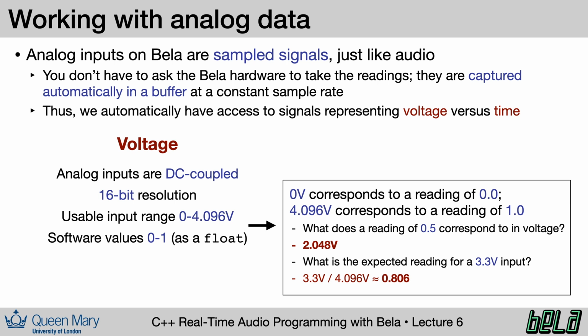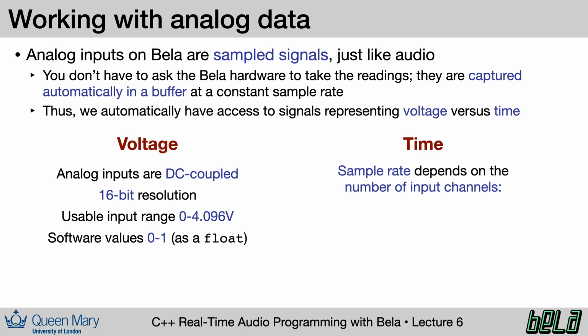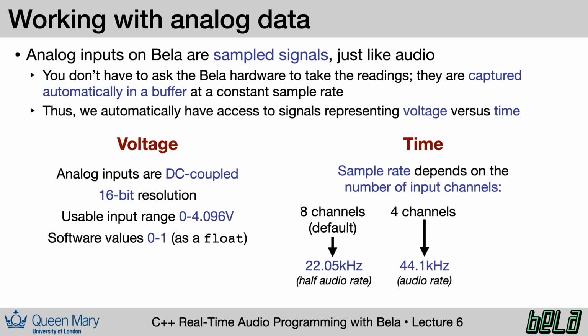So again, the analog inputs are signals representing voltage over time, and like any signal, they have a sample rate. Recall that the Bela audio input and output have a sample rate of 44,100 samples per second. For the analog inputs and outputs, the sample rate depends on how many analog inputs we use. If we use all 8 analog inputs, the sample rate for the analog will be half the audio sample rate, or 22.05 kHz. If we tell Bela to use only 4 channels, then the analog will have the same sample rate as audio, or 44.1 kHz.